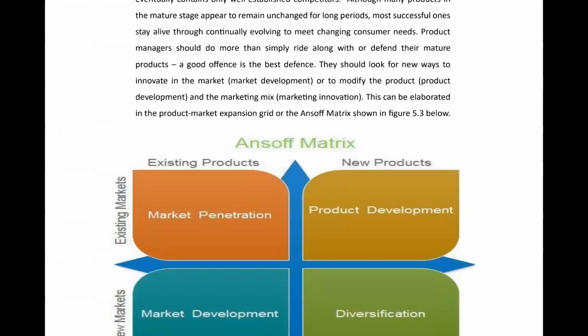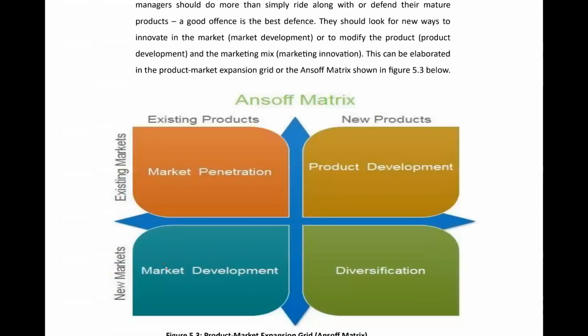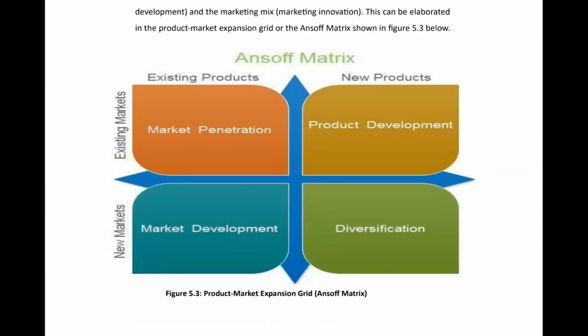Now, there should be a look for new ways to innovate in the market, right? That is, to modify the product and the marketing mix. To elaborate, the product expansion grid, or the Ansoff matrix, is given here. There's new product development, right? There is the existing product, that's market penetration, and there is market development when you enter new markets. Then there is also diversification, where you try to diversify. That is very, very important too.